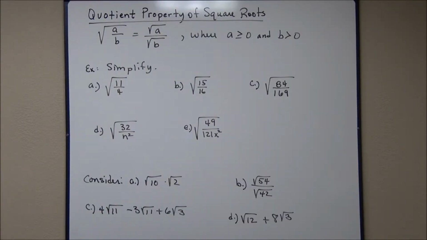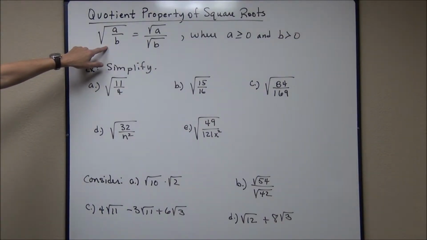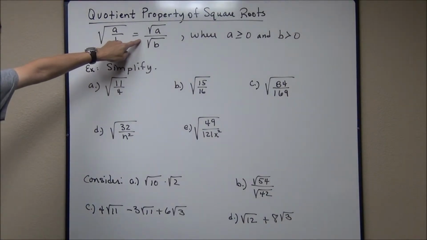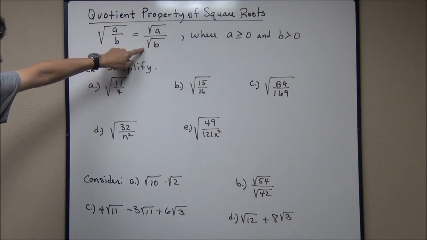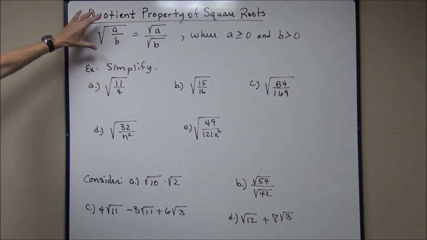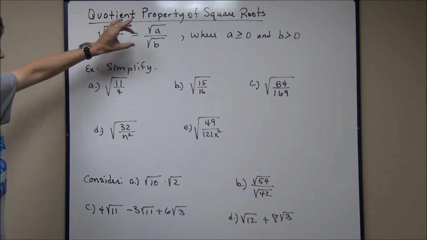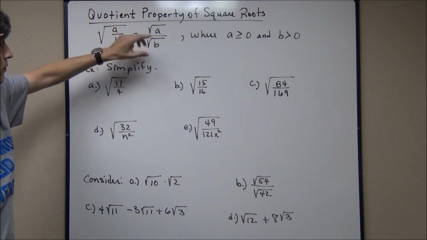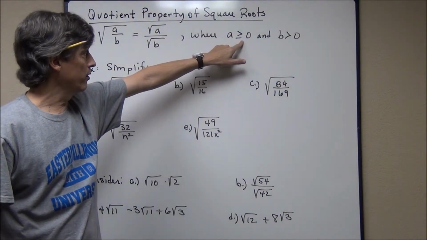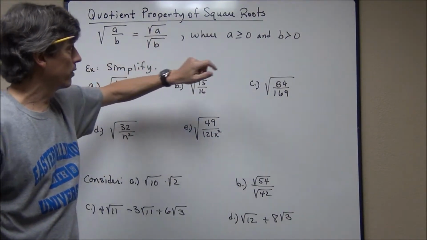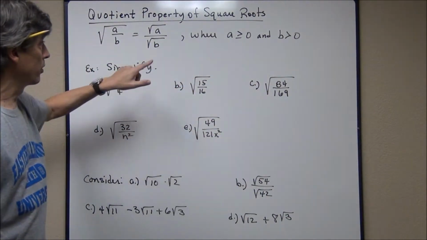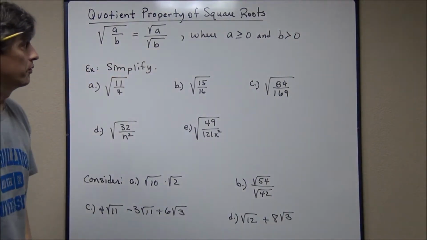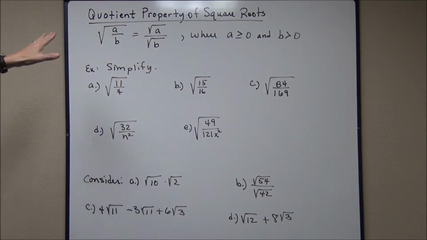That property is called the quotient property of square roots. Now, the quotient property of square roots says that the square root of a over b is equal to the square root of a all over the square root of b. So the square root of a fraction is kind of the fraction of the square roots. Now notice here, a has to be greater than or equal to 0 because we don't want a negative number under there. b has to be greater than 0, can't be equal to 0 because you can't have 0 in the denominator. So let's use that property to simplify the next few examples.